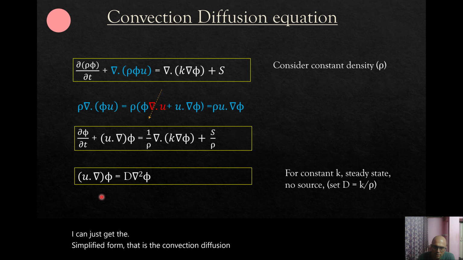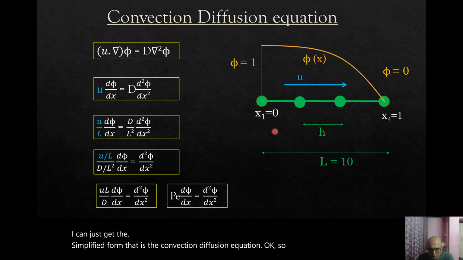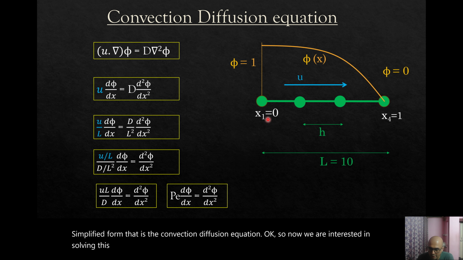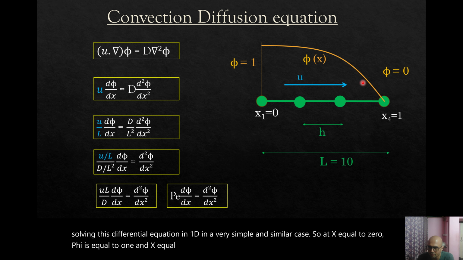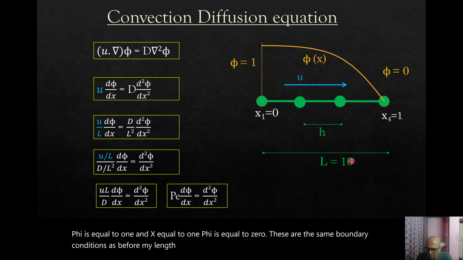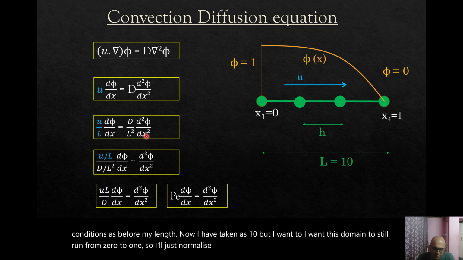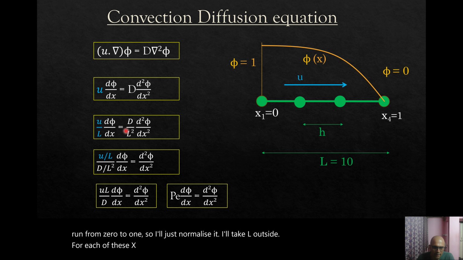Okay, so now we are interested in solving this differential equation in 1D in a very simple and similar case. At x equal to 0, phi is equal to 1, and at x equal to 1, phi is equal to 0. These are the same boundary conditions as before. My length now I have taken as 10, but I want this domain to still run from 0 to 1. So I'll just normalize it. I'll take L outside for each of these dx terms. And then by doing this normalization, I can just rearrange.